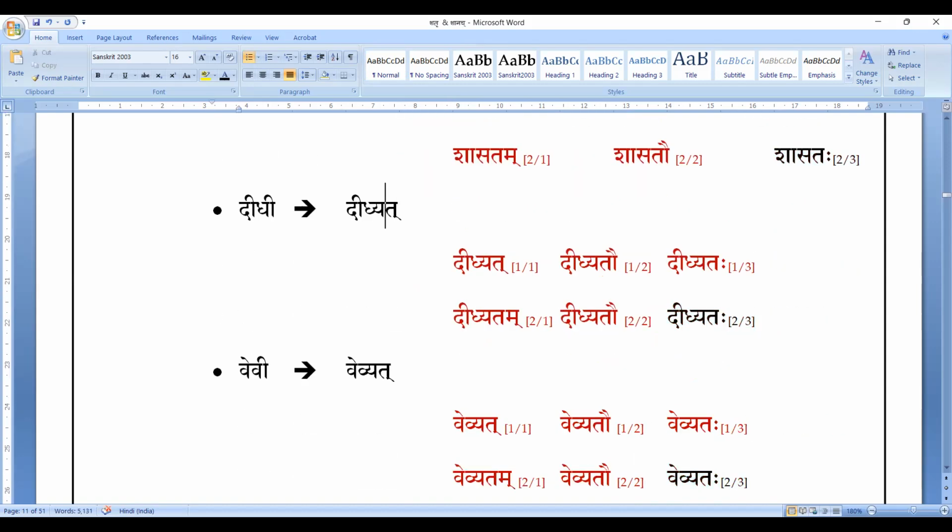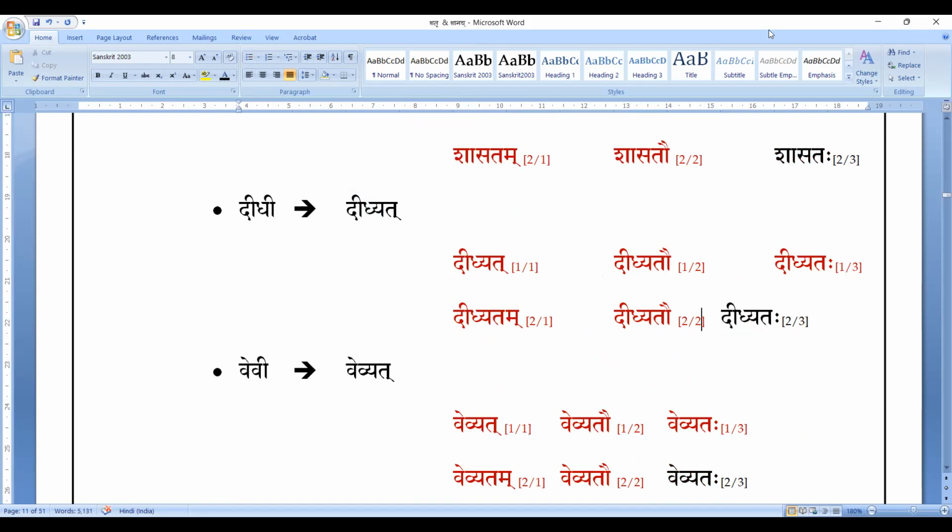Didi, another anekach dhatu. That becomes didyat. So didyat, didyato, didyataha, didyatam, didyato, didyataha. So prathama and dvitiya bahuvachanam, you will have the same form. The only difference is the sarvanamasthane pratyaya pare. Here, the pratyaya is shas. The rupam is the same. That's the only thing you will see.